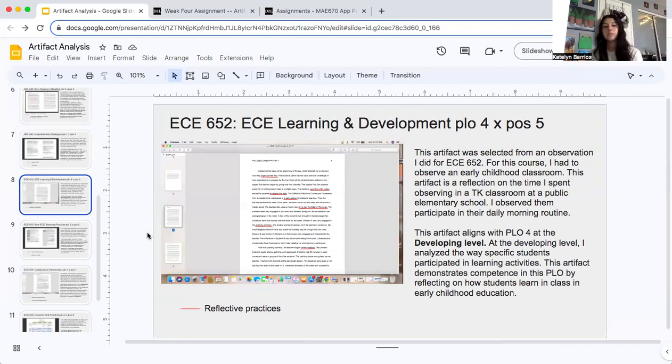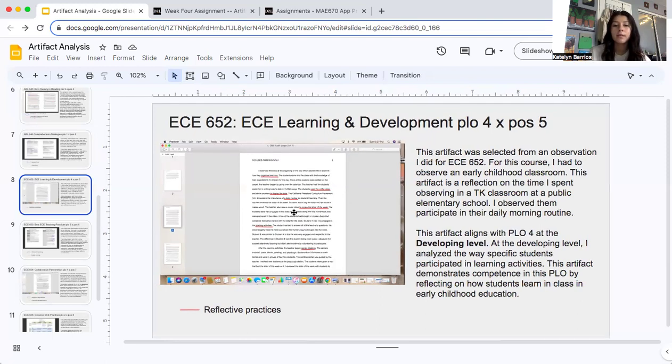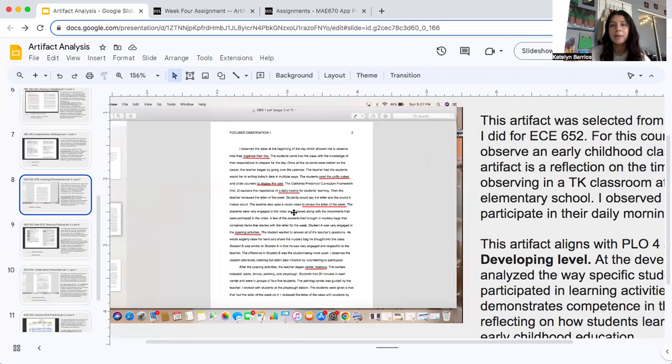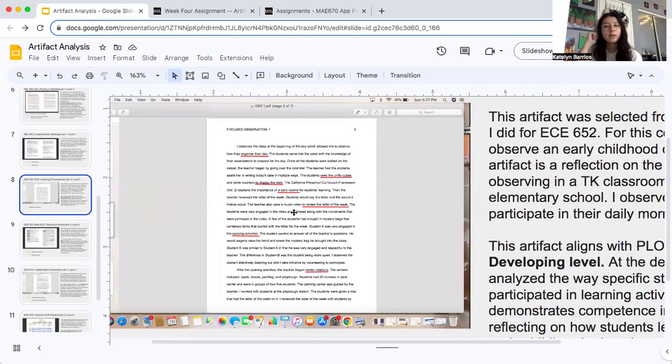This next artifact was from ECE 652, which is ECE Learning and Development. I aligned this artifact with PLO 4 at the developing levels. So this artifact is a reflection of an observation I did for this course. I observed a TK classroom for a good part of the morning and observed their daily routines and how they learn in that kind of setting.